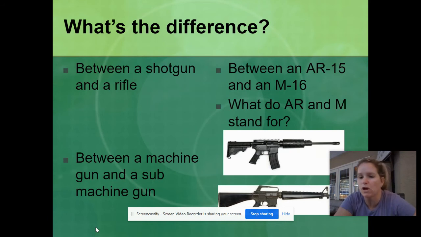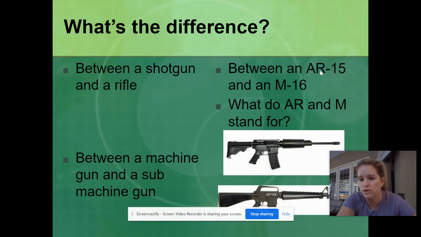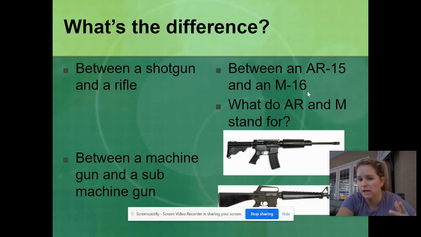Something that people don't know is that when we talk about an AR-15 and an M16, the pictures are below here. By the way, the AR-15 is on the bottom and the M16 is the top one. A lot of people used to think the AR stands for assault rifle. It does not. It stands for Armalite, which is the company that developed it, and the 15 is just the model number. The M16 is a fully automatic version of the AR-15, but the M stands for military, and the 16, again, is the model number.